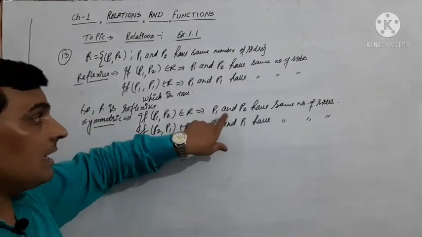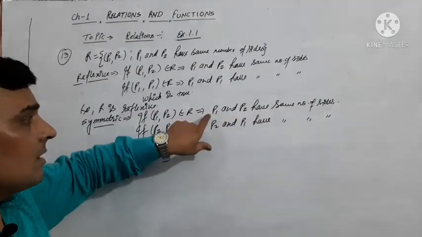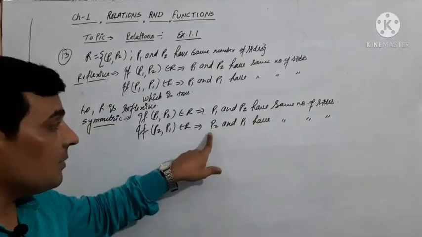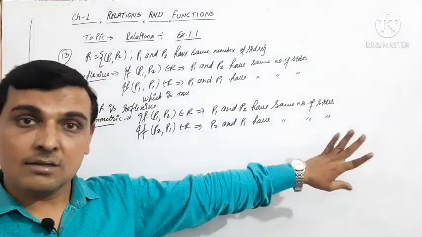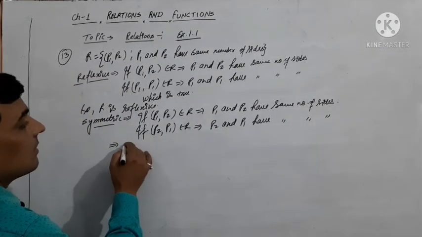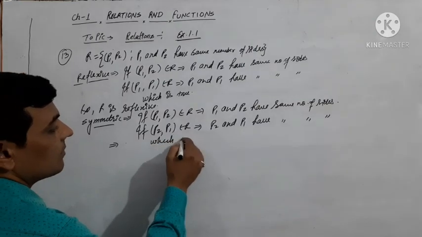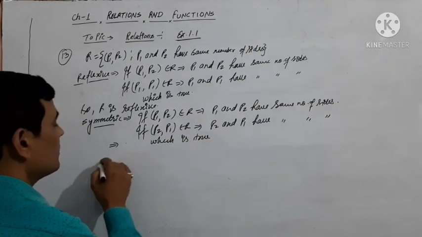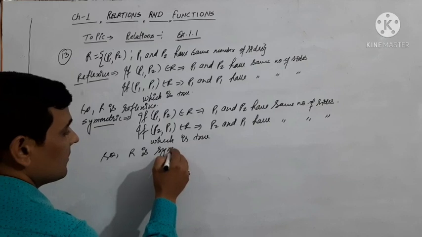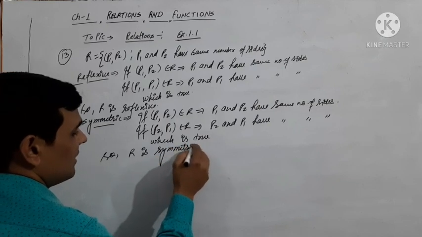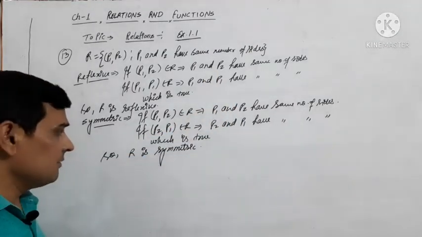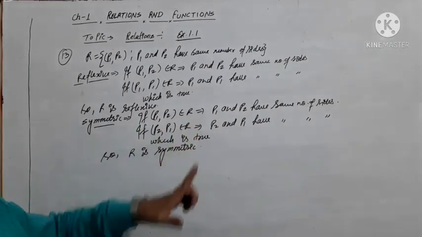This is clear. Understood, son? Suppose there is a triangle P1 and a triangle P2. We are taking the polygon as a triangle. Triangle P1 and triangle P2 have the same number of sides. Then we can also say that triangle P2 and triangle P1 have the same number of sides. Clear, son? So this implies that, which is true. So R is symmetric. What kind of relation has it become? Symmetric relation. Understood, son? Very easy questions are coming. Now you have had a lot of practice. You are used to doing these types of questions.